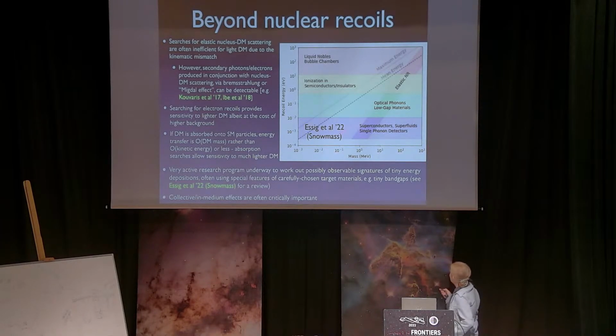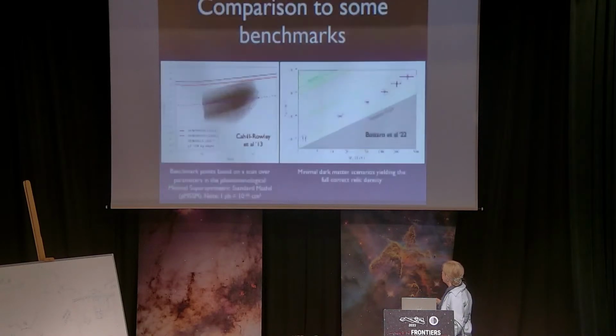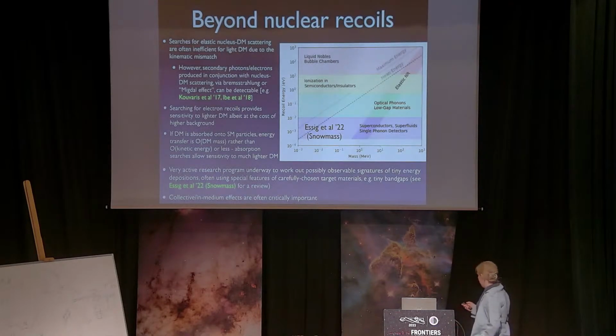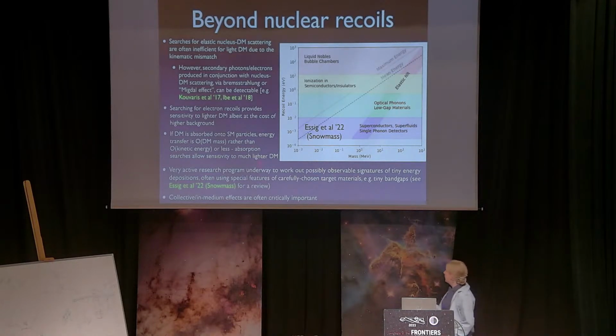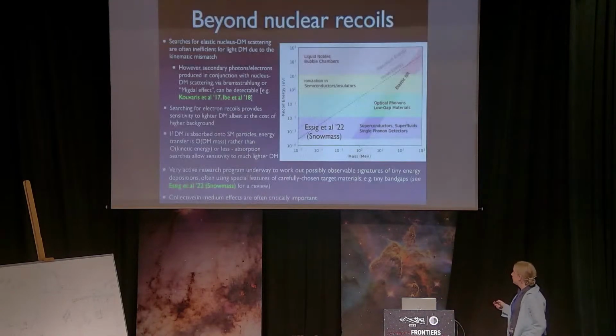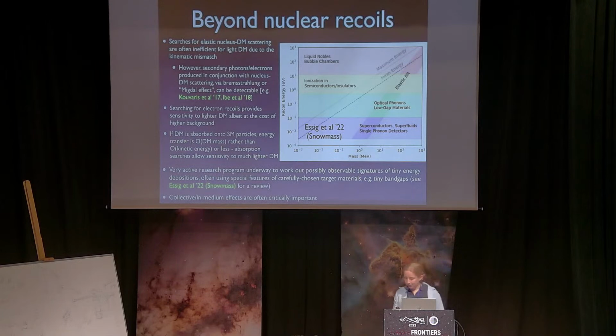There is a nice review of this by Essig et al. from the Snowmass process. This is showing the recoil energy in electron volts that you expect to be able to probe at liquid noble bubble chambers. So this is a keV at the top of the plot. This is the classic WIMP scale recoil. At lower recoil energies, you can look for ionization in semiconductors and insulators. At even lower energies, materials with very tiny gaps, searches for optical phonons. And with superconducting nanowires and with superfluids and with single phonon detectors, you can hope to get all the way down to milli-eV recoils.